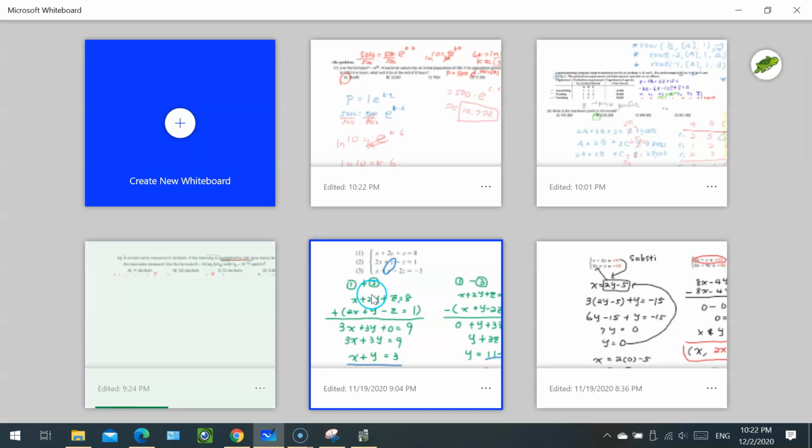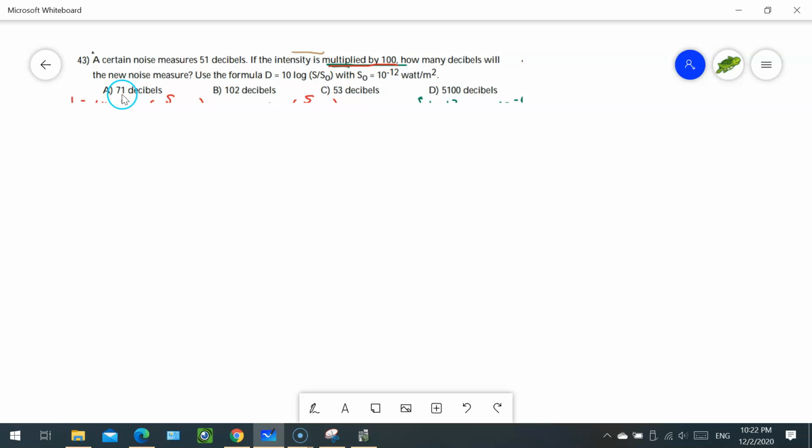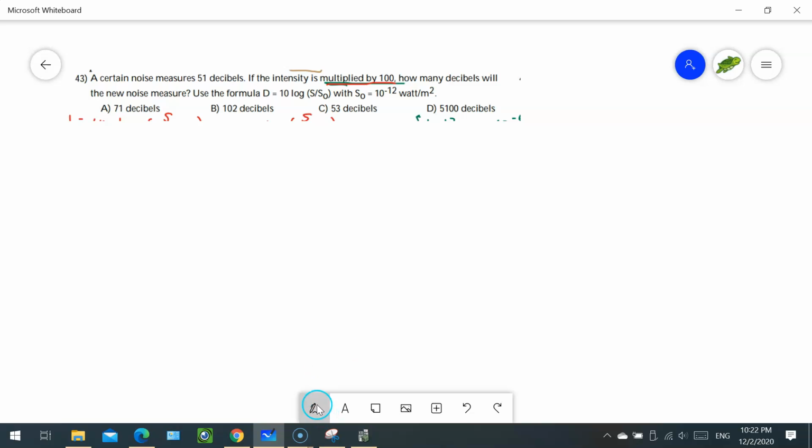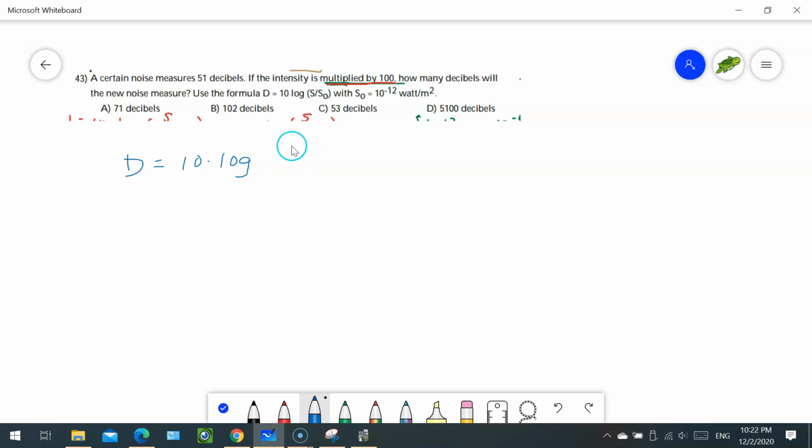Now we do the other one. A certain noise measures 51 decibels. If the intensity is multiplied by 100, how many decibels will the new noise measure? Use the formula D is equal 10 multiplied by the log of S over S sub 0.